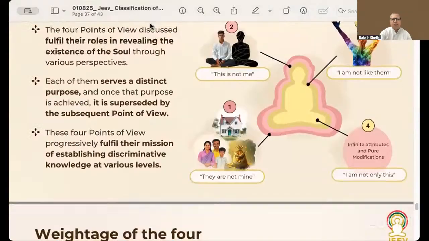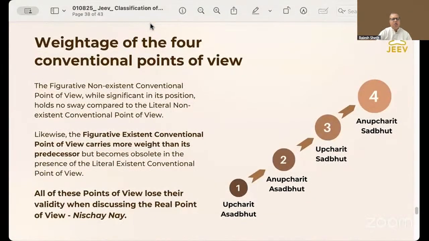Okay, so now one more slide. Weightage of the 4 conventional points of view. As we move from 1 to 2, the weightage keeps on increasing. 2 to 3, again it is increasing. Number 4, again it is increasing. So the figurative non-existent conventional point of view, while significant in its position, holds no sway compared to the literal non-existent conventional point of view.